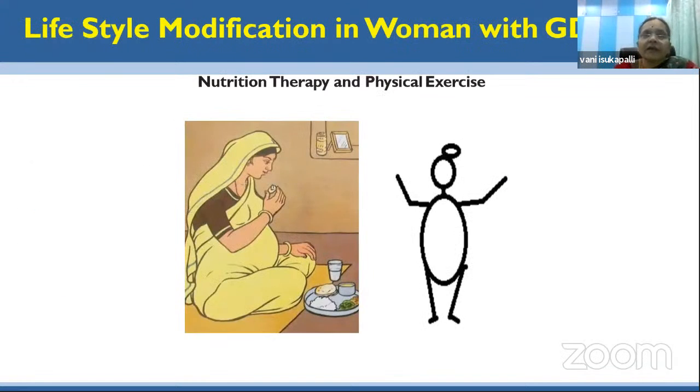All these management issues have to be periodically discussed with the antenatal mother and her partner, both of them. The first important thing in the management of gestational diabetes is lifestyle modification. This lifestyle modification is a combination of medical nutrition therapy, which we abbreviate as MNT, and physical exercise. The combination of it is lifestyle modification.